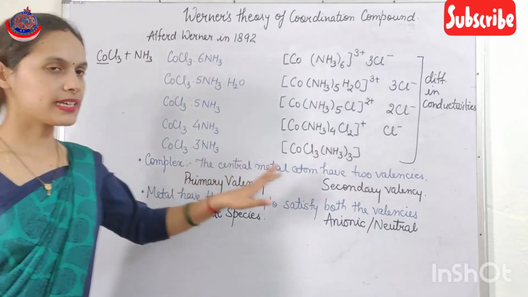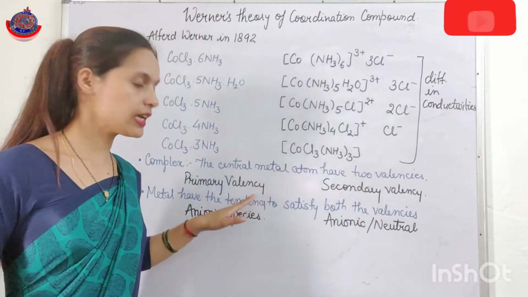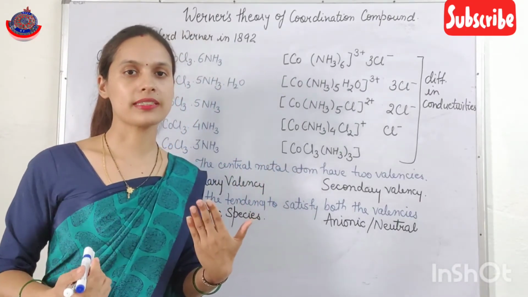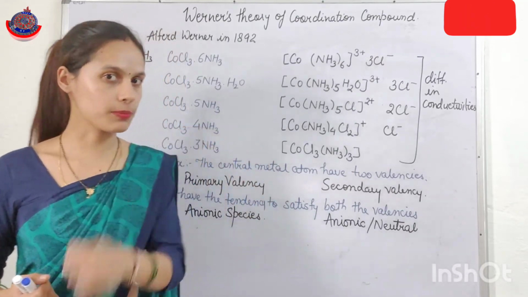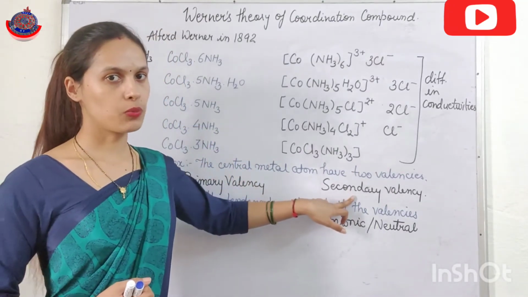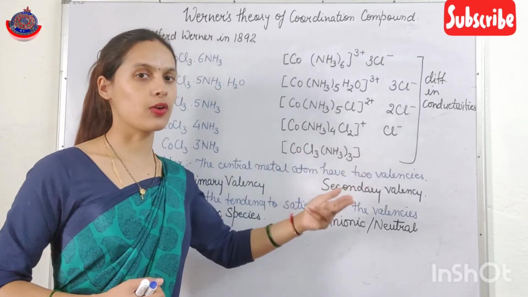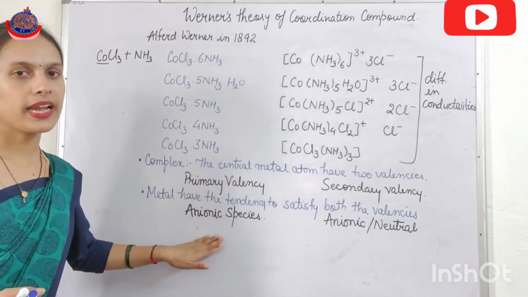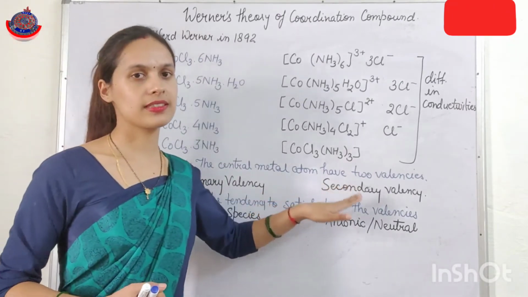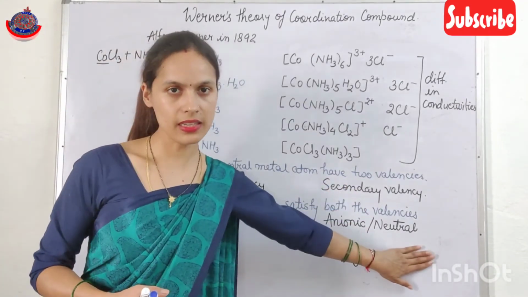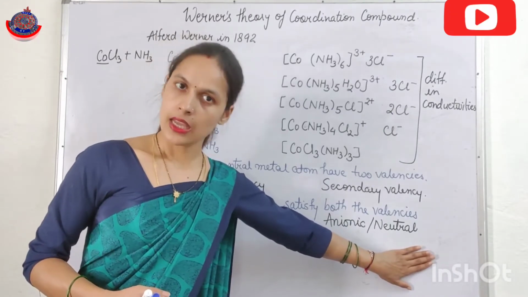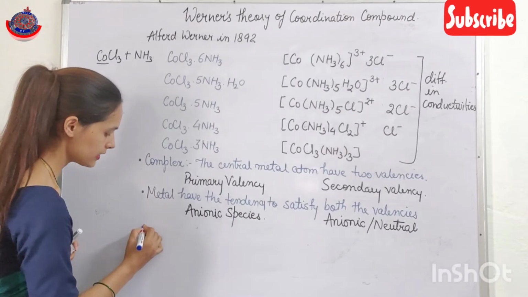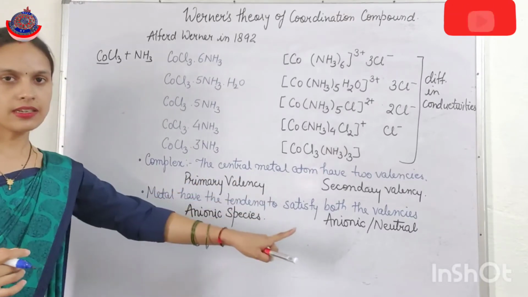The central metal atom has two valencies. Primary valency is the number of the atoms which are present around the central metal atom when it is present in the form of simple salt, or when it is present in the form of complex, then the number of the atoms around that central metal atom is secondary valency. Primary valency is satisfied by anionic species and the secondary valencies are satisfied by anionic as well as the neutral species. Clear?